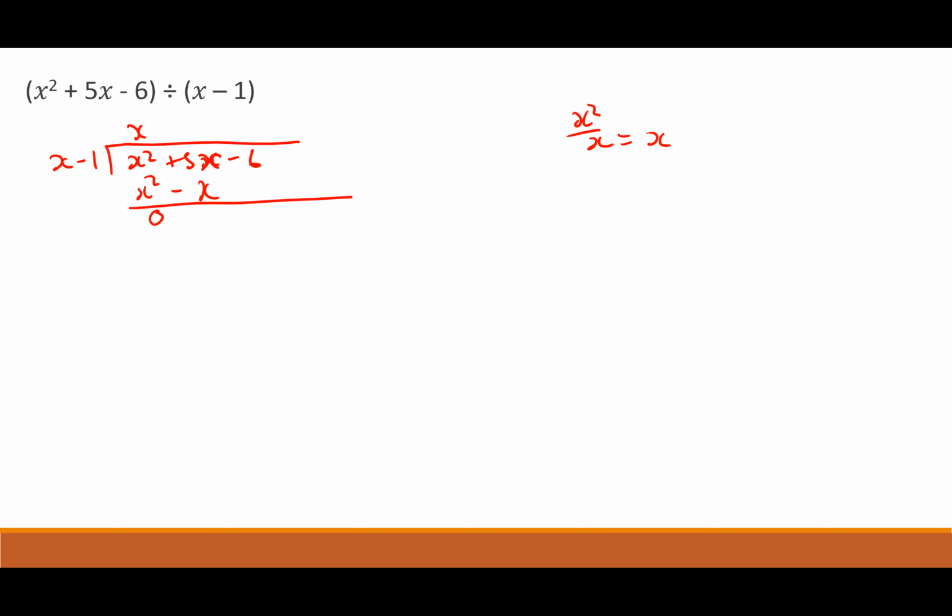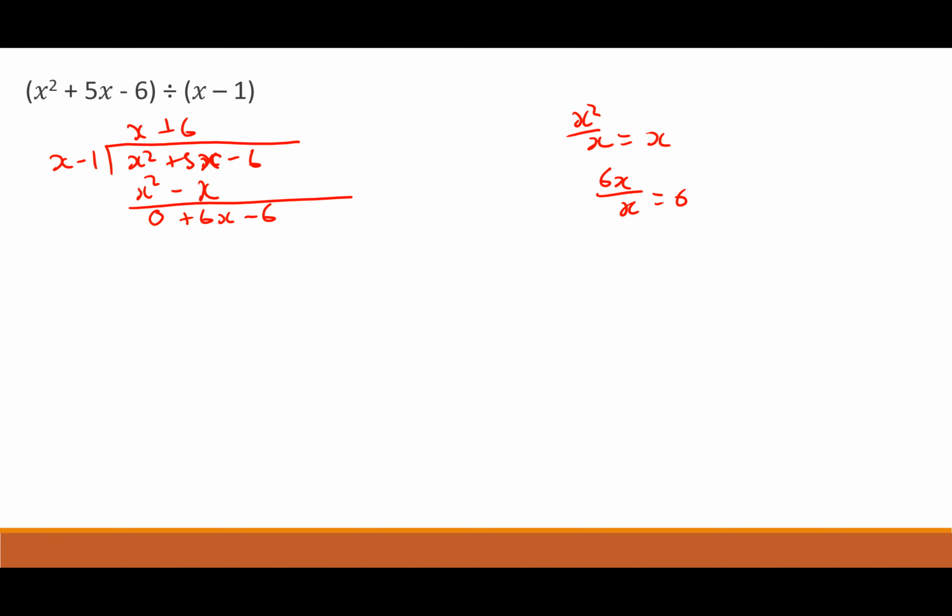Okay, let's move on. Now we're going to do our long division of algebraic expression. So we've got x minus 1 into x squared plus 5x minus 6. So x squared divided by x equals x. X squared left, minus x times 1 is minus x. So that's going to be 0 plus 6x minus 6. Okay, and so 6x over x equals 6.